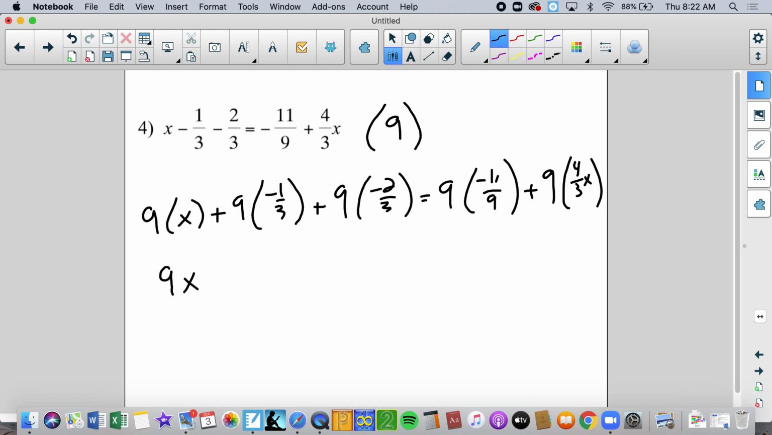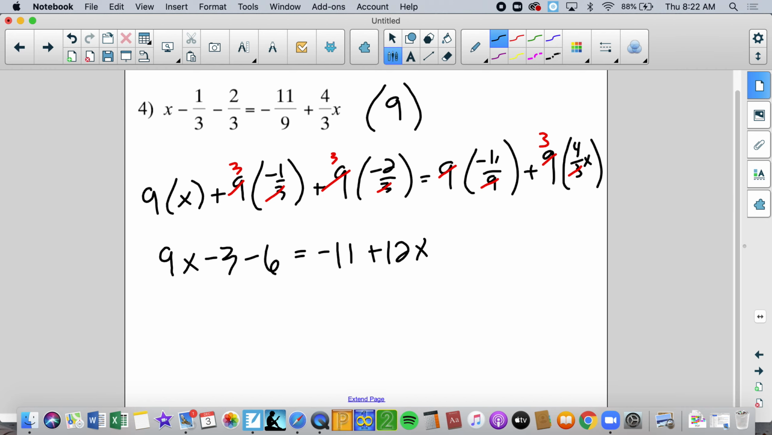So 9 times x is 9x. Denominator cancels with the numerator, gives me negative 3. Denominator cancels with the numerator, gives me negative 6 equals. Denominator cancels with the numerator, leaves me with negative 11. Denominator cancels with the numerator and leaves me with 12x.